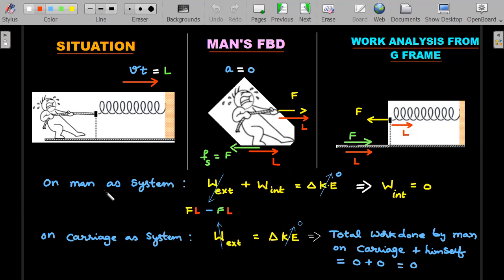Now let's start with man as system and write W all equal to delta KE. For man as system, there is no delta KE. He is continuously moving with the same velocity, so this is 0. Work done by the external forces on the person is this force and this force. You see it's plus FL and this minus FL, they will cancel out. And therefore work done by internal forces of the person as he holds it. I know he's getting biologically tired. Biological tiredness and mechanical work are not related to each other, and therefore work done by internal mechanism or joints and all those is 0.